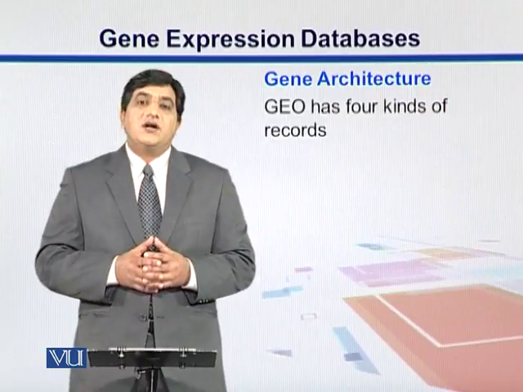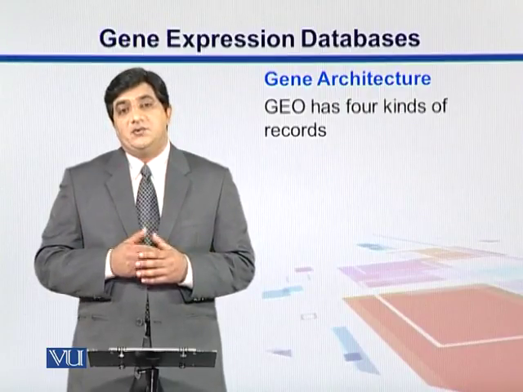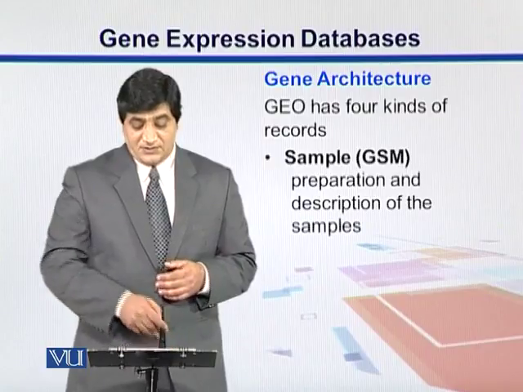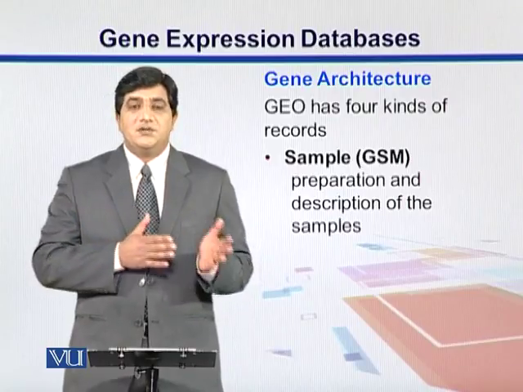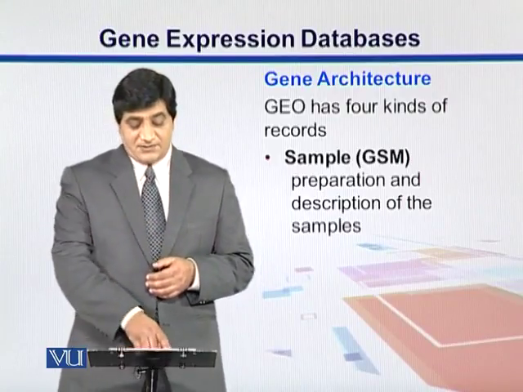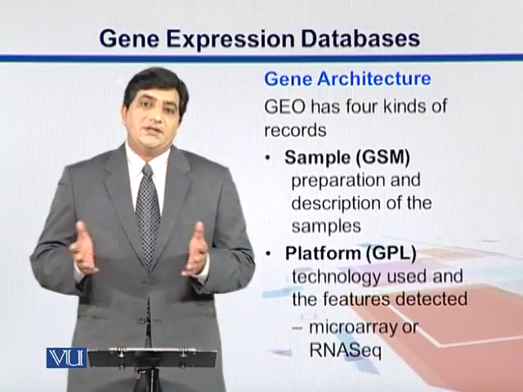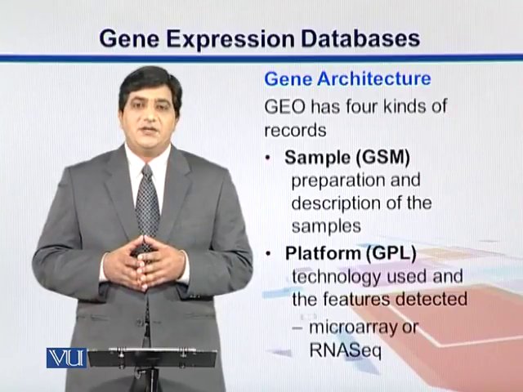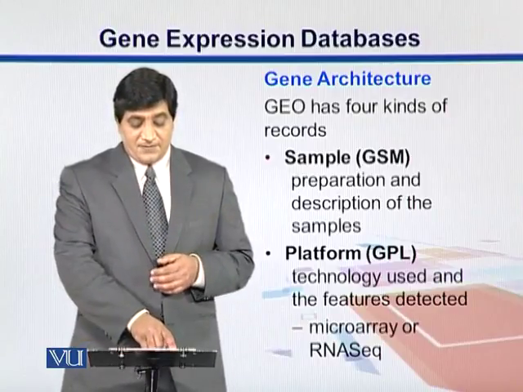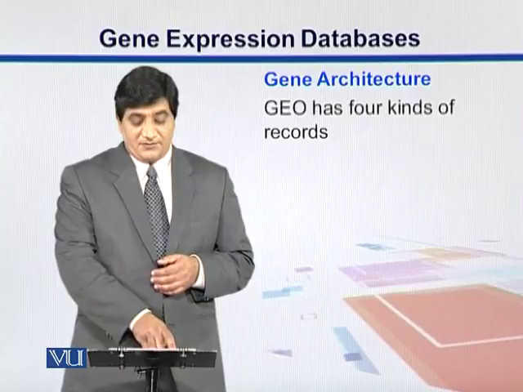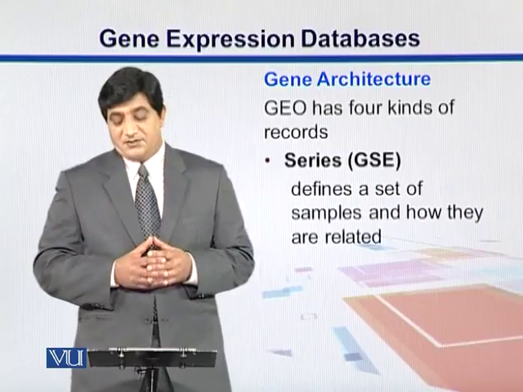GEO has four kinds of records, four kinds of data files, keeping in view the MIAME rules. GSM files store the sample information, like how the samples were prepared, how the treatments were given, and how the experimental design was established. The platform information is stored in GPL files, where we can see whether it's microarray data or RNA-seq data, or what kind of microarray data it is. There are different protocols coming from different agencies, so we can have that information.